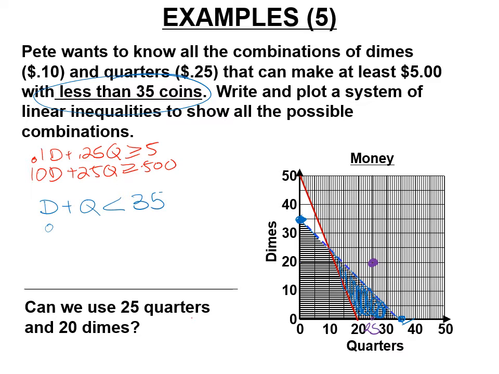And that would be no, it's not in the shaded area. It's above the red line, so it's more than $5, but that's more than 35 coins. You can see that, right? That's right. 45 is greater than 35, not less than 35. That's too many coins. It's not a solution to the system.